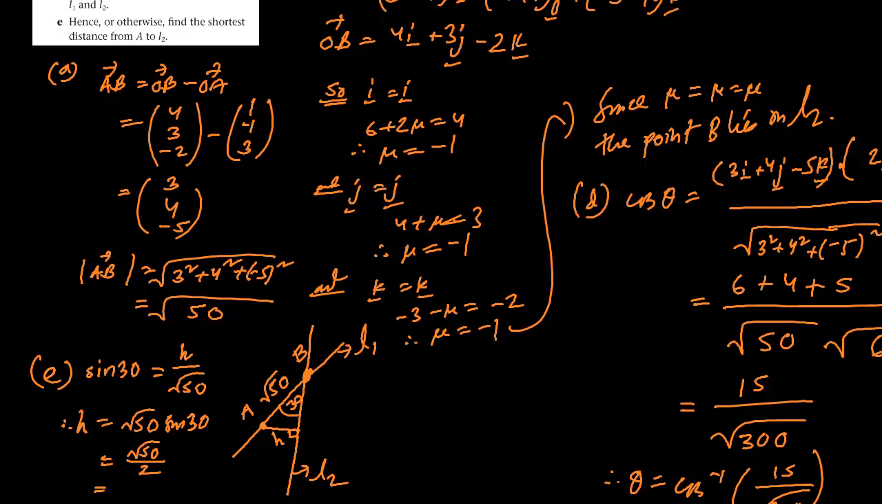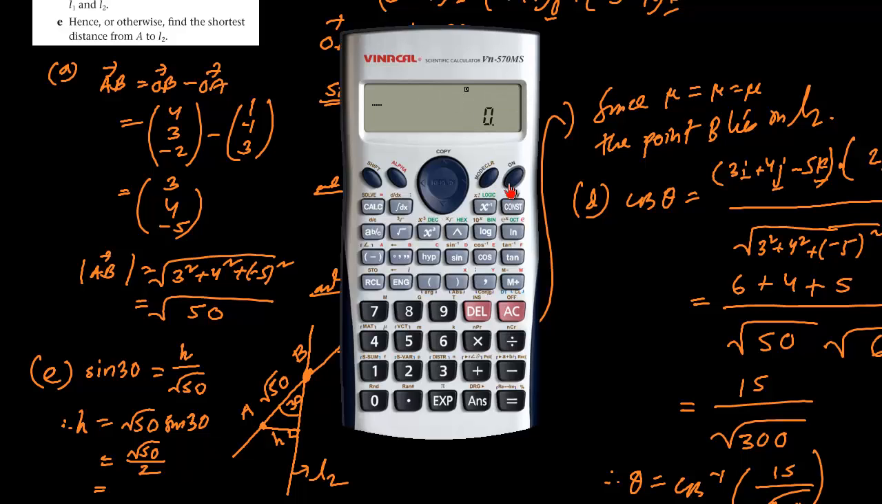It's better to find this in decimal places. So this is going to be square root of 50 divided by 2, so 3.54.